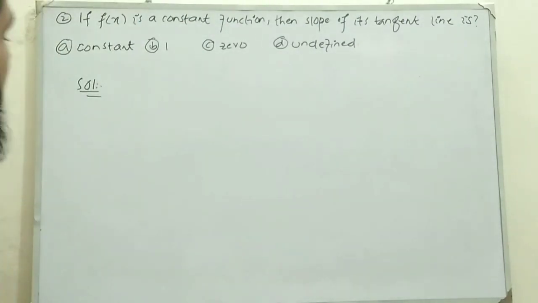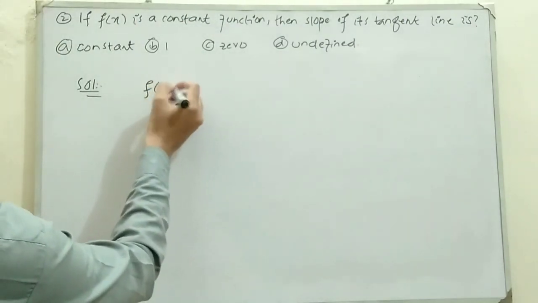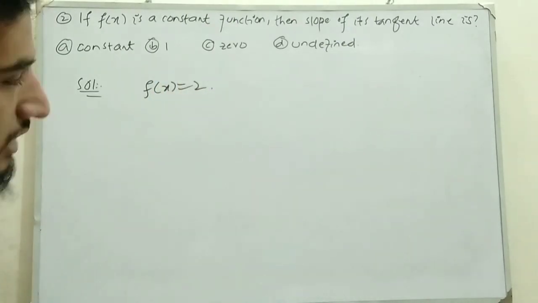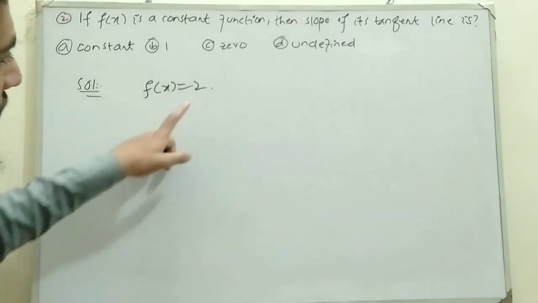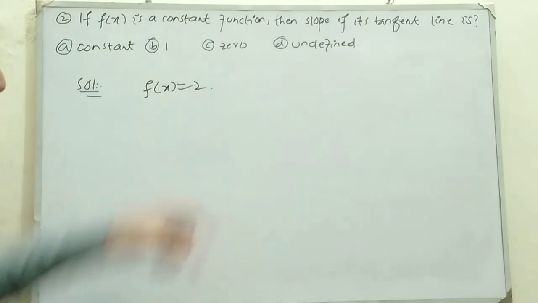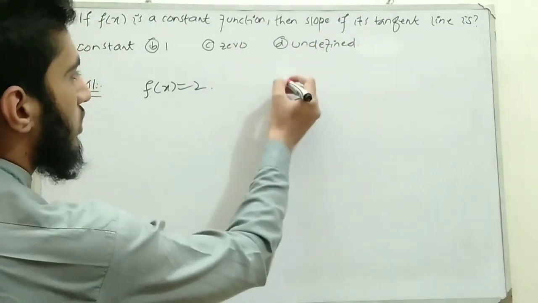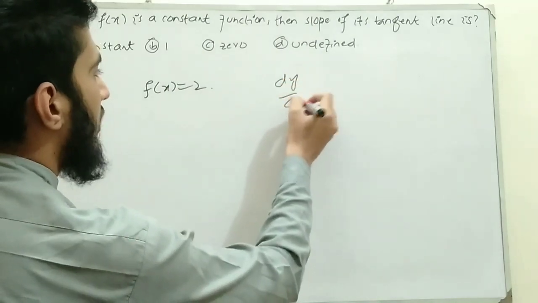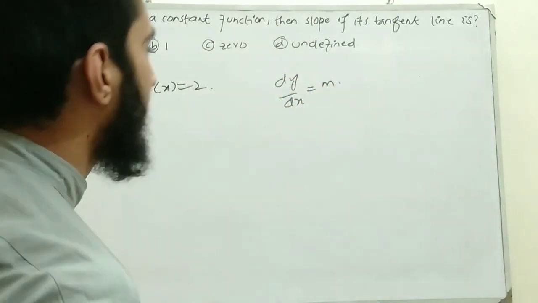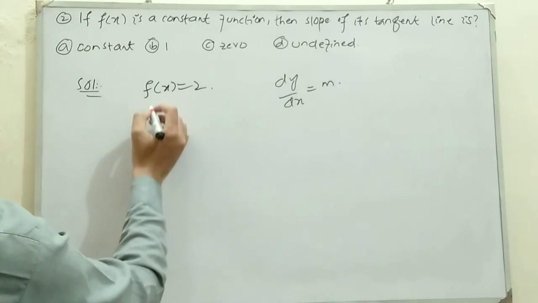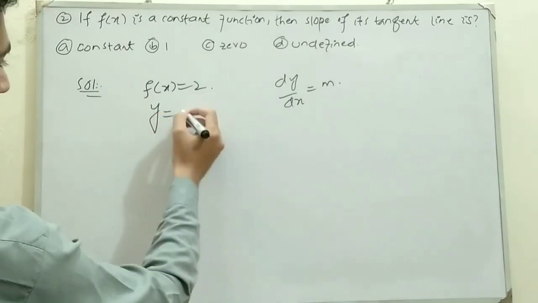Let's suppose f of x is equal to 2, a constant function. Constant functions are those functions in which we use a constant number, just like 2. Remember, the slope of a tangent line is equal to the derivative of a function. The slope of a tangent line is called the derivative or differentiation. So let f of x equal y, which is equal to 2.